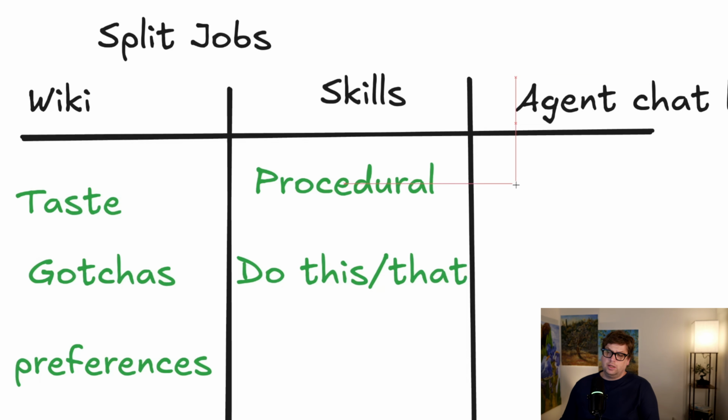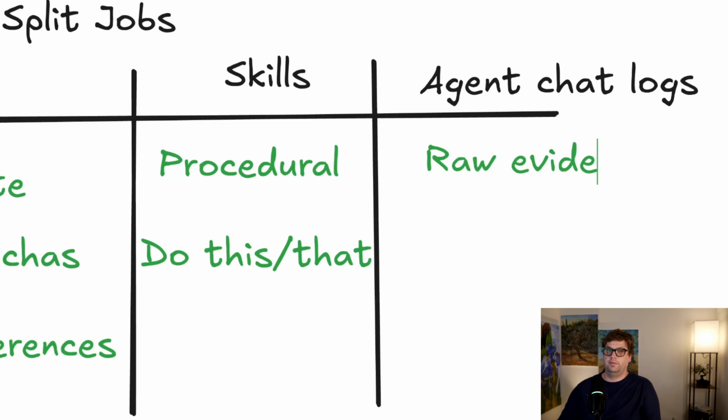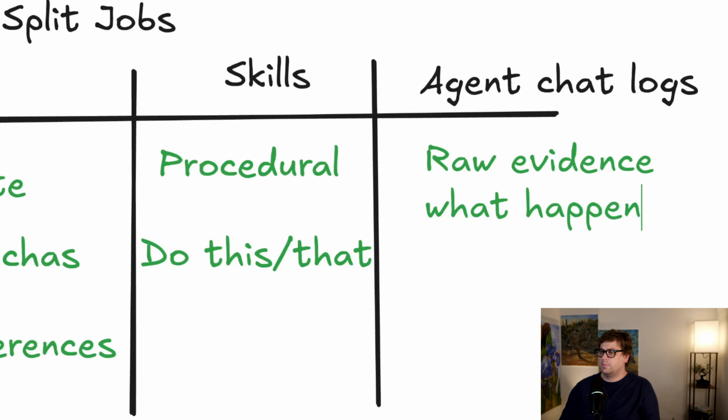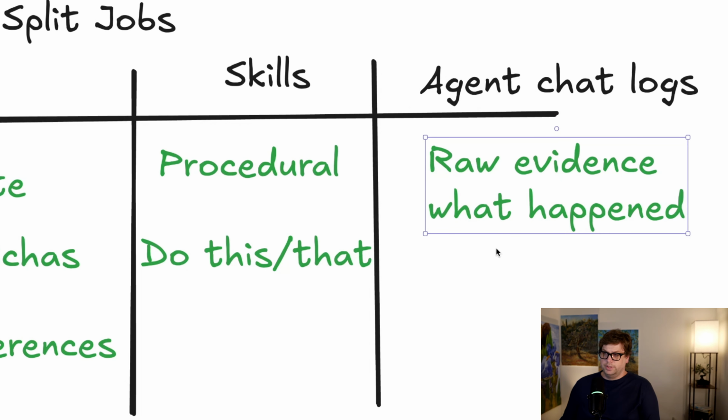For agent chat logs, this has a lot of raw evidence of what happened. And this is useful for two reasons. One, I periodically mine this to say, are there any recurring issues and things that I continually prompt the agent, or traps I keep getting stuck in with the agent, that I need to update the wiki or skills or learn from myself? And the other thing I use it for is as raw evidence.